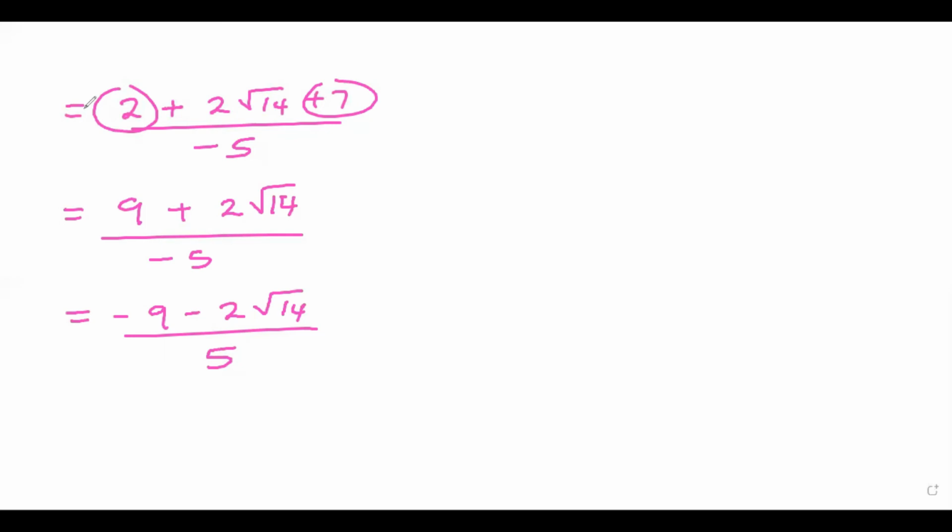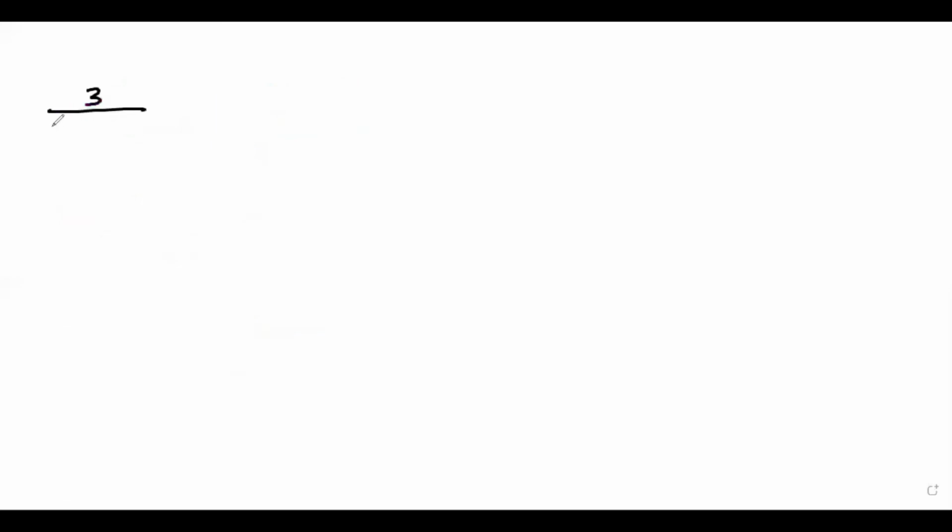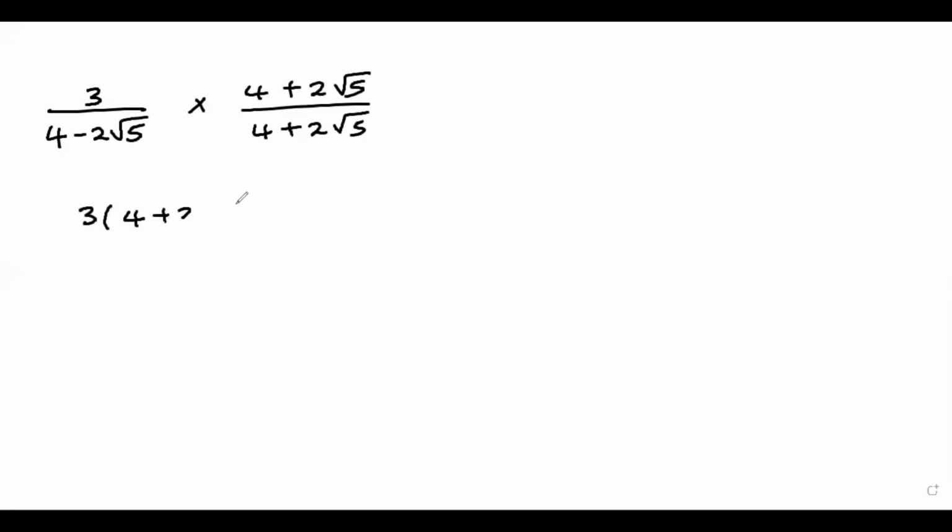Let's try another example. Let's say we have 3 over 4 minus 2 root 5. So again, we'd want to multiply the numerator and the denominator by the conjugate of the denominator. So the conjugate here would be 4 plus 2 root 5. So we'd have 3 times 4 plus 2 root 5, and we'd have 4 minus 2 root 5 times 4 plus 2 root 5.